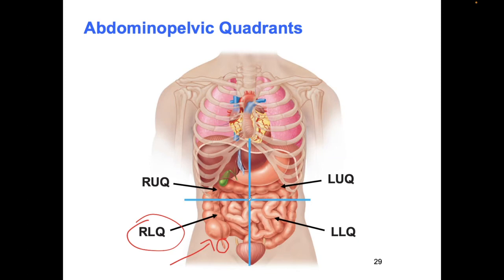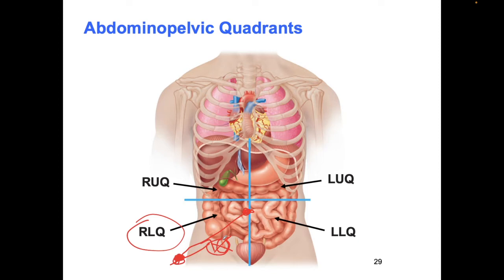McBurney's point is going, okay, here's the belly button, here's the umbilicus. You will learn a landmark called the anterior superior iliac spine of the ilium, and then halfway between those points is called McBurney's point, and that's where the appendix is.